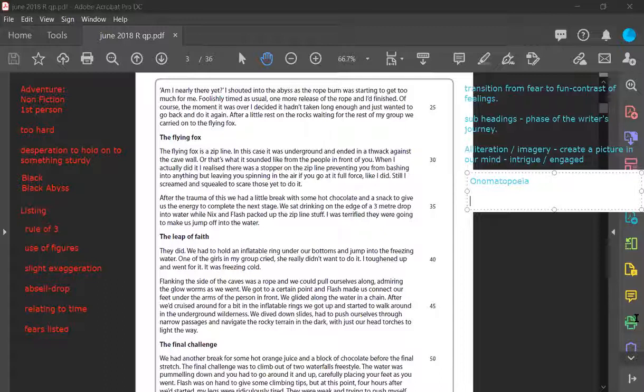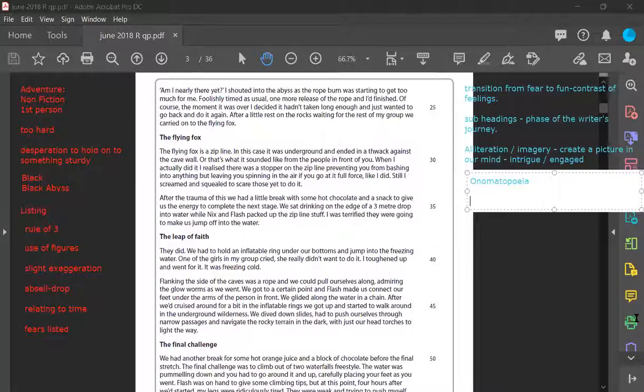However, it's never like that, because the writer has written over here, when I actually did it, I realized there was a stopper on the zip line preventing you from bashing into anything, but leaving you spinning in the air if you go at it full force like I did. So when she went very fast, she realized that she's not going to bump into the wall of the hill. There's a stopper over there, so it automatically stops the person who's gliding down. And then since she was going very fast, she ended up spinning into that corner.